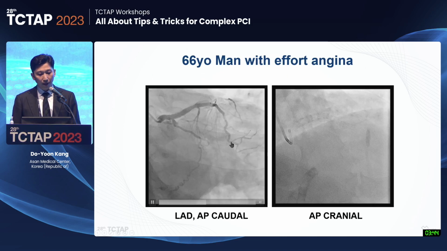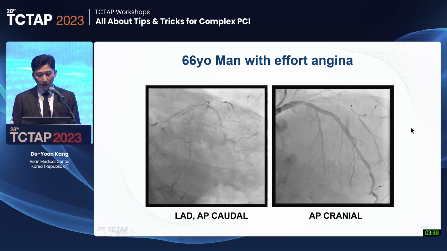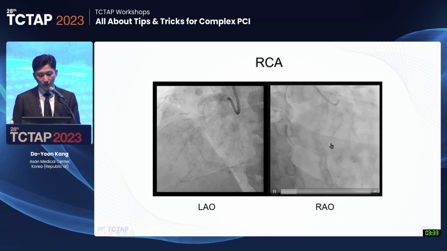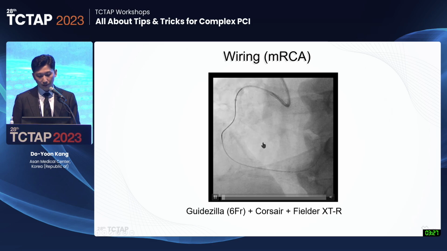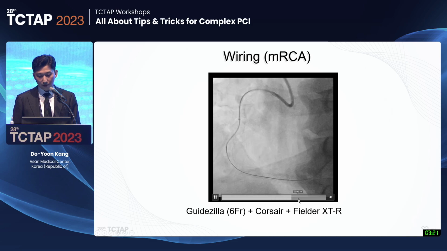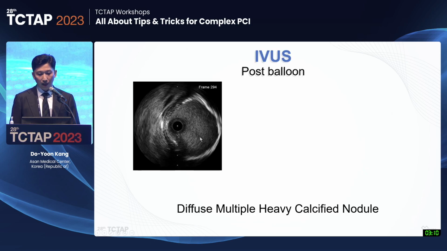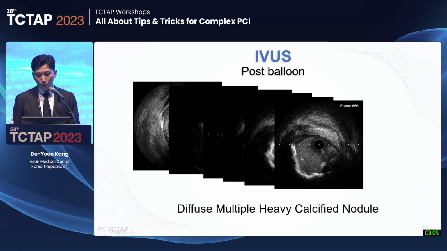A 66-year-old man with effort angina and instent stenosis. In the RCA, there was severe calcification showing very heavy calcium, maybe calcium nodule. Wiring succeeded with the Gaia, but wiring was very difficult. We changed to a stiff wire and tried the balloon, but no response. We checked the IVUS, which showed diffuse multiple heavy calcium nodules.